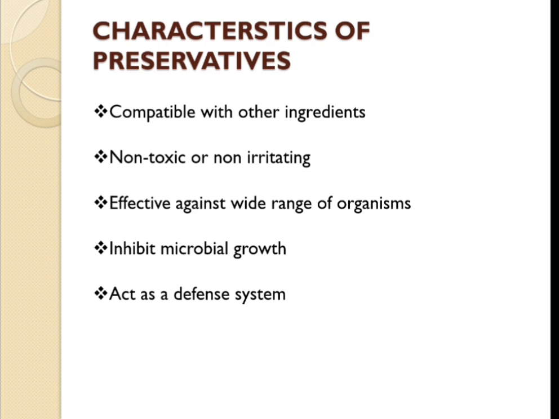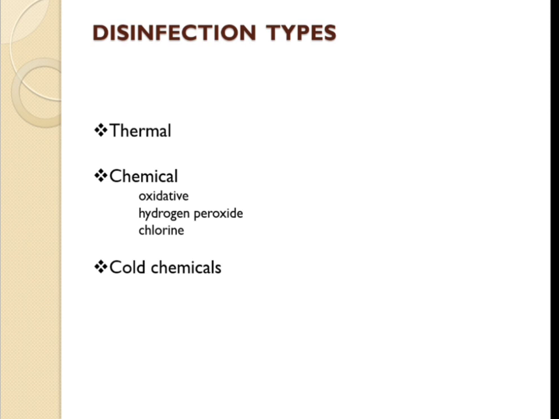So next are the characteristics of preservatives. What are the characteristics? They should be compatible with the other ingredients and non-toxic. They should be non-toxic and non-irritating to the eye, effective against a wide range of microorganisms, inhibit microbial growth, or act as a defensive system. The disinfectant types available are thermal, chemical, oxidative, or cold chemicals.